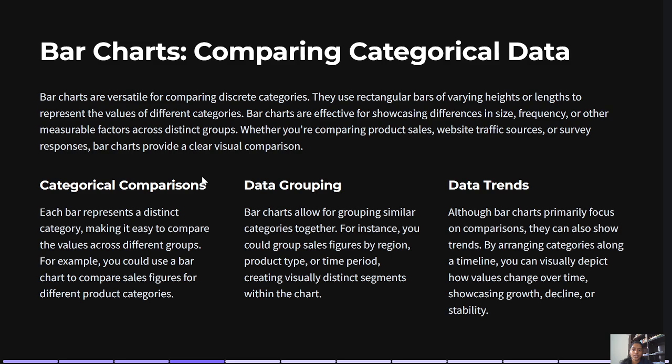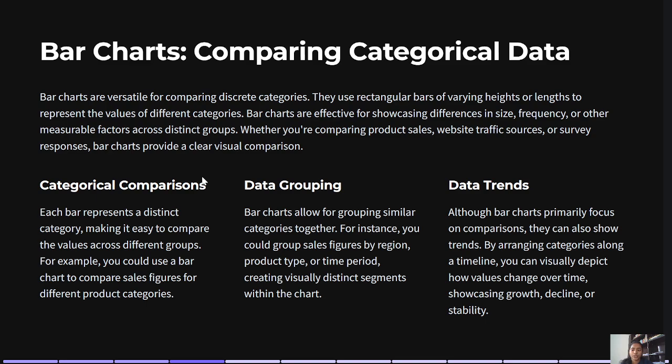Bar charts are versatile for comparing discrete categories. They use rectangular bars of varying heights or lengths to represent the value of a different category. Bar charts are effective for showcasing different insights, frequency, or other measurable factors across distinct groups. Whether you're comparing product sales, website traffic, or survey responses, bar charts provide a clear visual comparison.